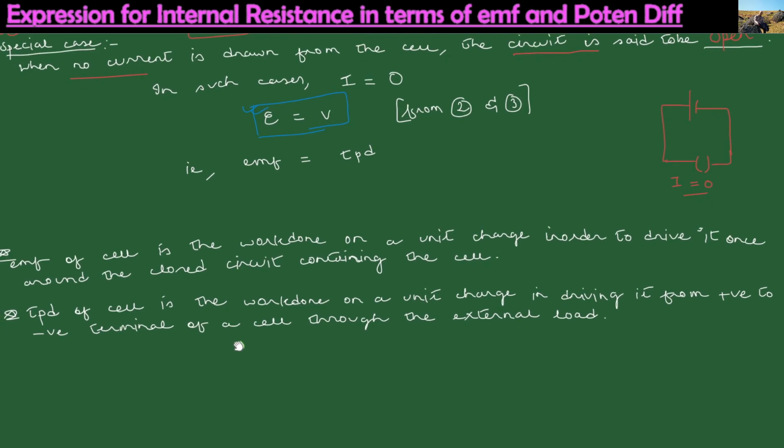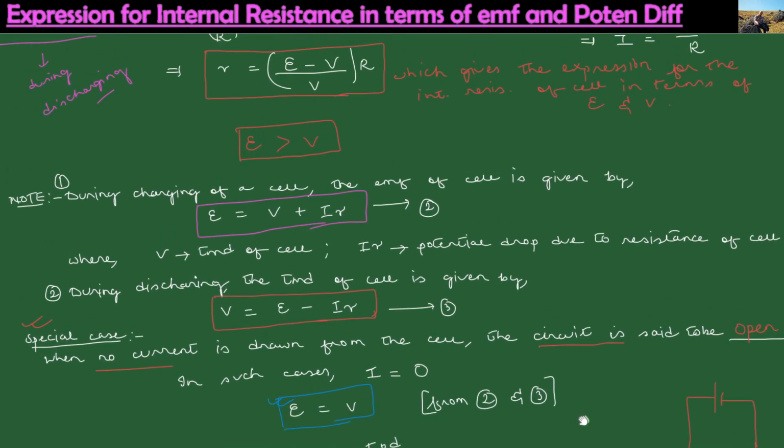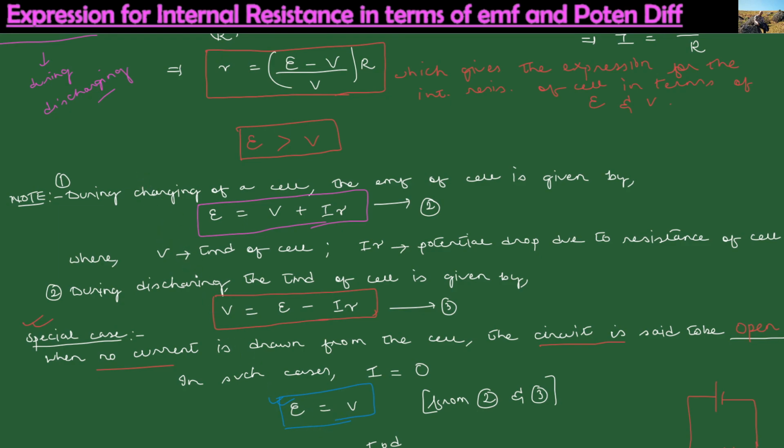Let us revise. The EMF of the cell is the work done in moving a unit charge once around a closed circuit. The terminal potential difference of the cell is the work done on the unit charge driving it from the positive to the negative terminal of the cell through the external load. Go through those derivations so that you understand the analysis of all these important terms. So remember that during charging it is given by this expression, and during discharging it is given by this expression. Thank you.